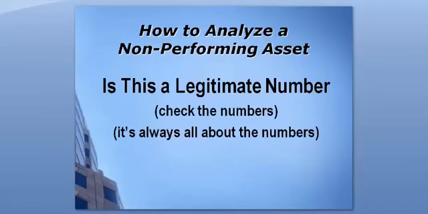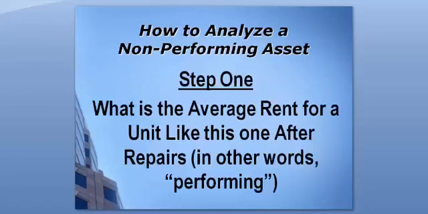Well, what you have to do is you have to check the numbers, because as I said before, it's all about the numbers. Okay, so here's the first step. First thing you're going to do is figure out what is the average rent for a unit like this one after the repairs. In other words, what is the rent that we can get on this unit when it's a performing asset? How much are we going to earn off of these units every single month?